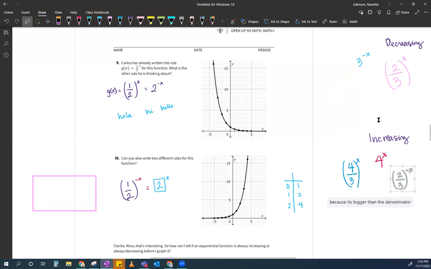Okay, so with that being said, I want you to formulate some kind of rules in your head. What would make it increasing? What would make it decreasing? So here, Alfred came up with one of our rules because its numerator is bigger than the denominator. And that's true if our x is not negative, right?